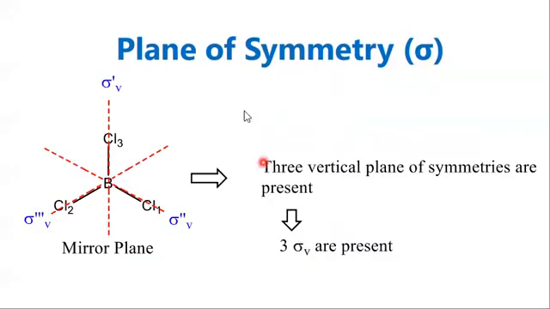Actually, we can place a mirror through three planes, three vertical planes perpendicular to the plane of boron trichloride. These are known as sigma dash v, sigma double dash v, and sigma triple dash v. So three vertical planes exist in boron trichloride.